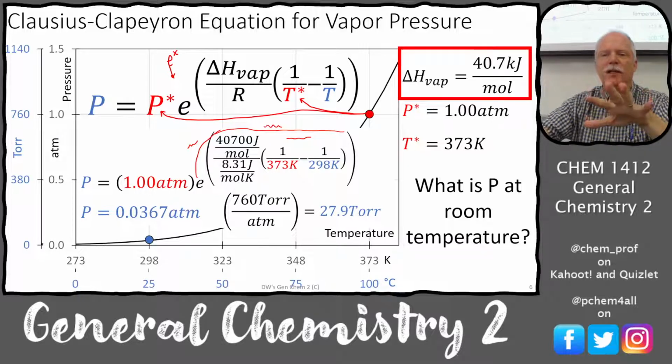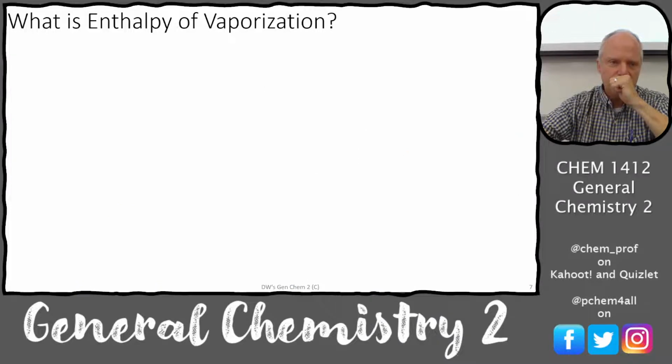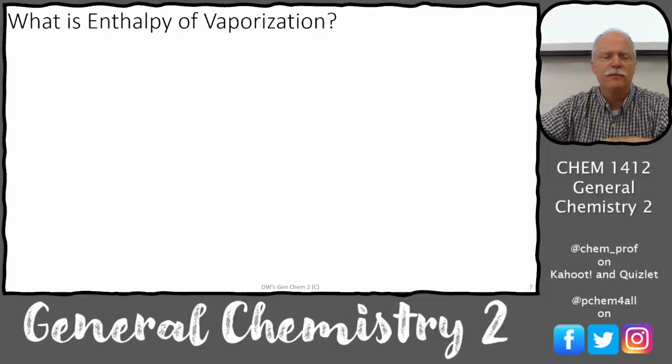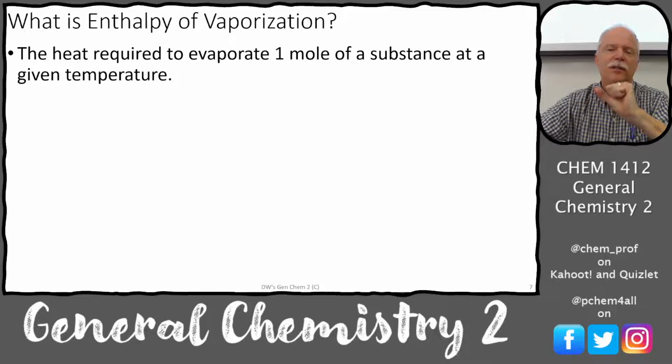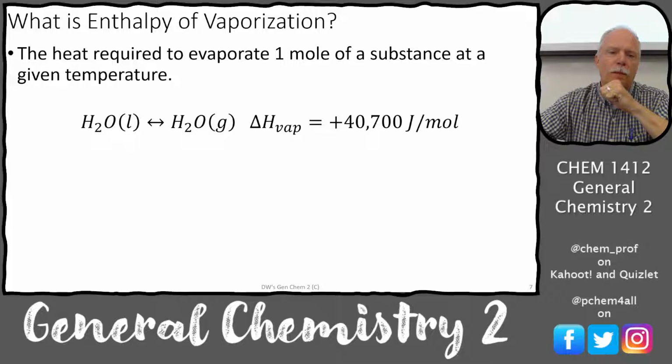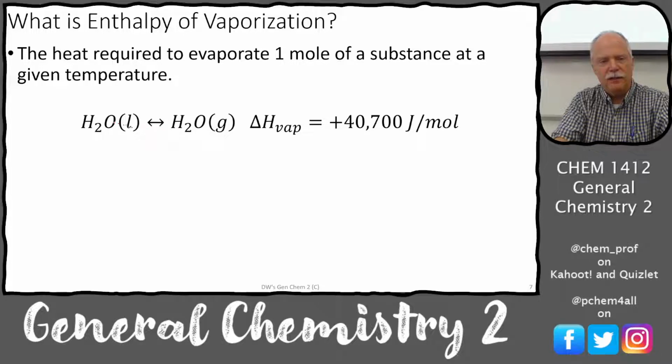Okay, so let's talk about delta H of vaporization for a little bit. So delta H is enthalpy. You should remember that from Chem 1. I think it was chapter 5 or 7. The heat required to evaporate 1 mole of a substance at a given temperature. So this is the reaction that we use to show that. So we're going from liquid to gas. So water is liquid and it's going to gas. We've basically boiled 1 mole of water, and now we have 1 mole of gas. And in order to get that to happen, we have to put in heat.